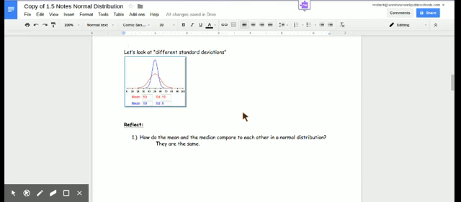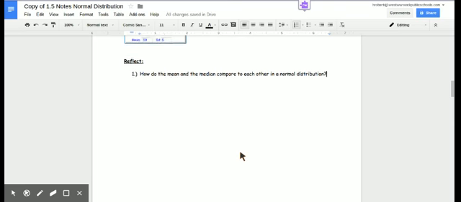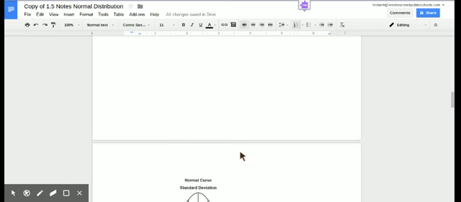So here's your first reflect question. Hopefully you did not see that. How do the mean and the median compare to each other in a normal distribution? So you know the word median from before. So that's a question that you're going to be answering on the form.